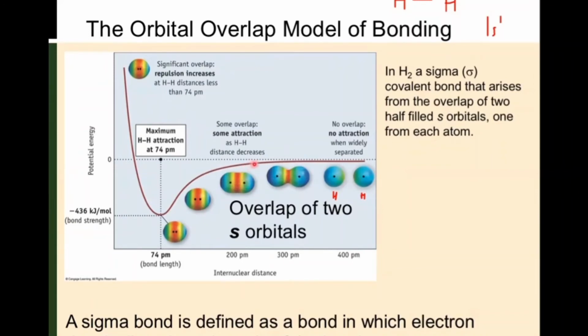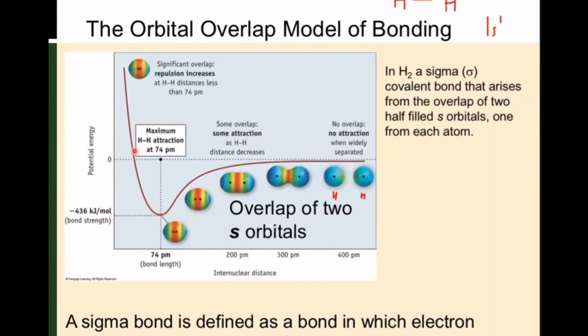The bonding potential energy decreases as the bond strength increases. And so we reach some minimum here in energy, which is the maximum point of hydrogen-hydrogen attraction. It has some distance between the nuclei. In this case, it's 74 picometers, so it's very small. And it has some bond energy of minus 436 kilojoules per mole, which means that it is a reasonably strong bond.